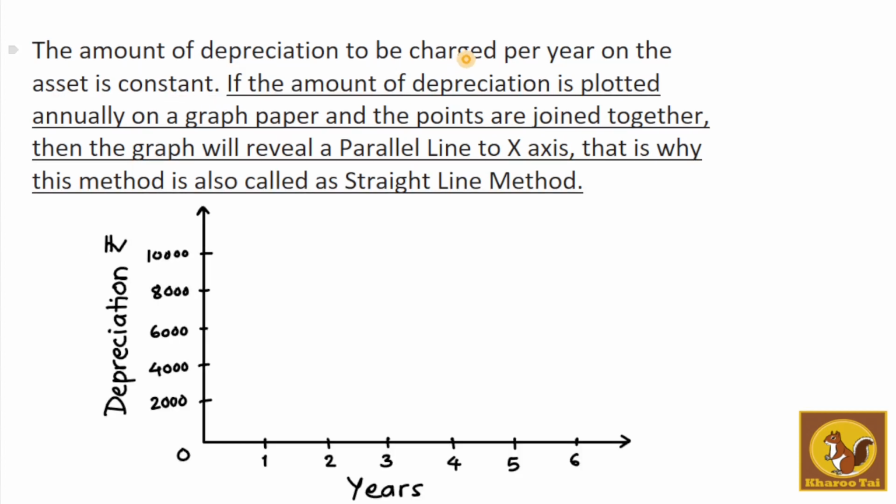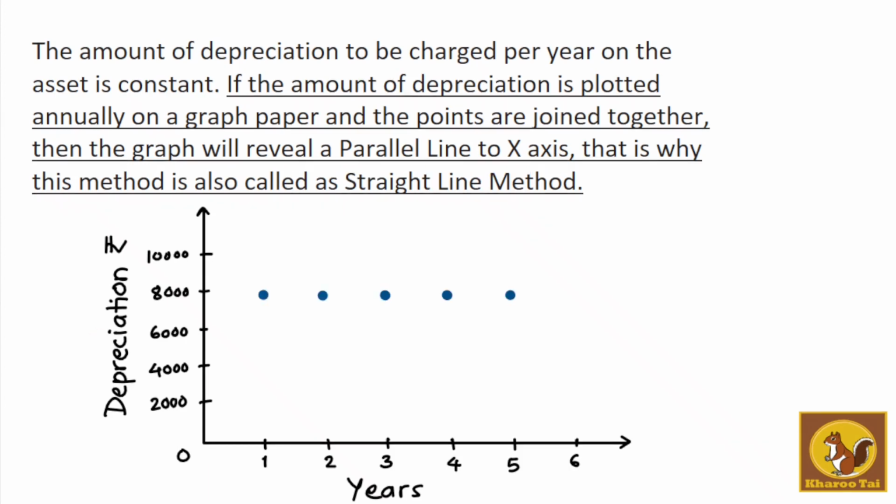If the amount of depreciation is plotted annually on graph paper and the points are joined together, then the graph will reveal a line parallel to the x-axis. So for the first year it is 8,000, second year it is 8,000, third year it is 8,000. If we plot like this, then we get this one line, which is parallel to the x-axis. That's why this method is called the straight line method. We get a line.